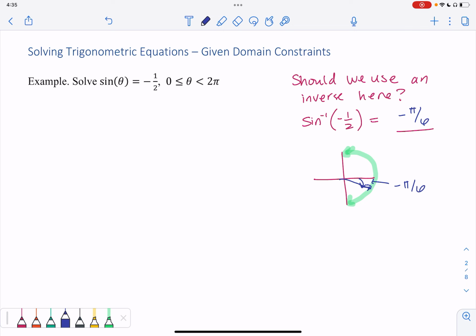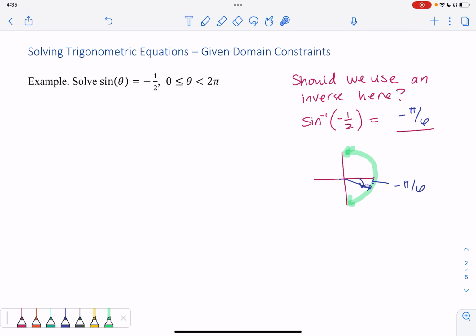Now I notice that -π/6 is not in between 0 and 2π like I need it to be. So here the inverse, I would argue, is not super helpful. I could still use that and work with it, but it's a bit more of a pain to use the inverse here than another tool we have, the unit circle, where we're just going to solve directly.